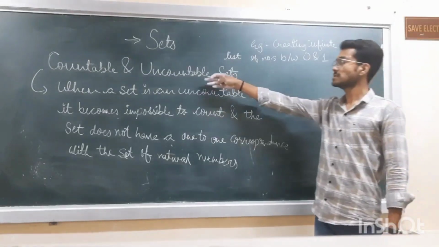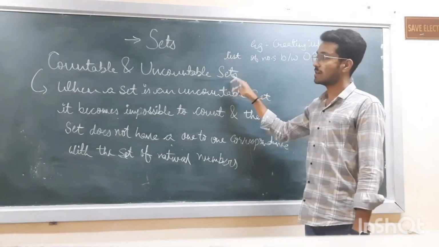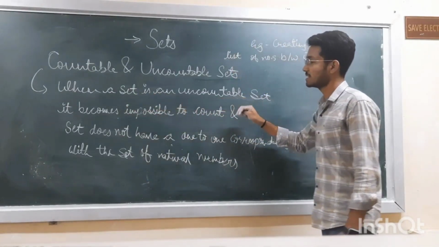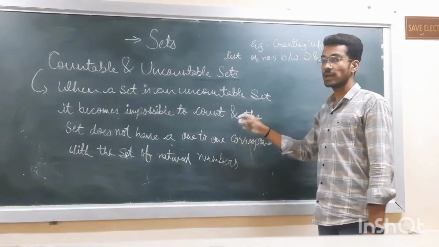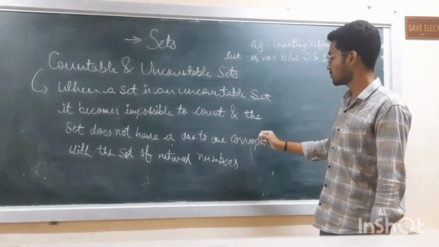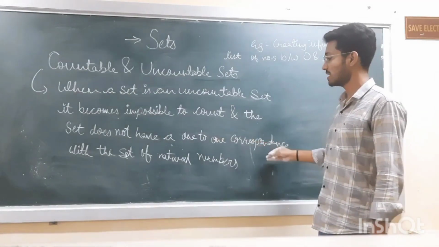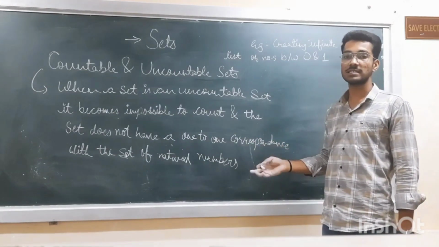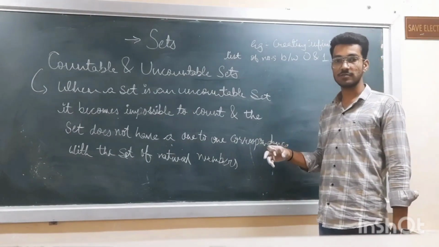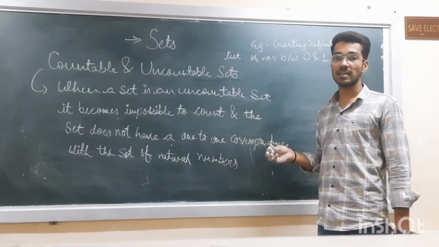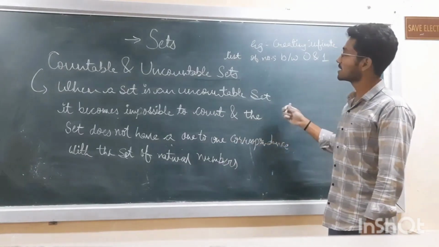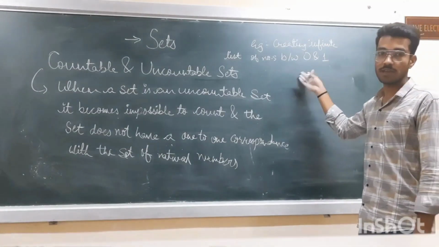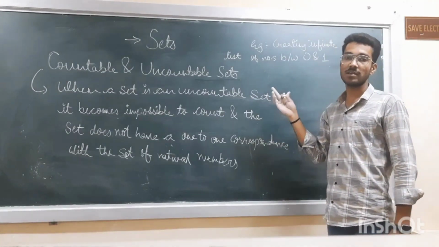Now we understand what is an uncountable set. The definition of an uncountable set is that it is impossible to count, and the set does not have a one-to-one correspondence with the set of natural numbers. That simply means that in uncountable sets, we cannot count the elements which are present in the set, which means the elements can be infinite. For example, creating an infinite list of numbers between 0 and 1. We cannot list the numbers between 0 and 1.